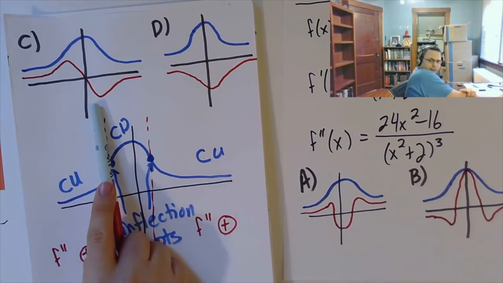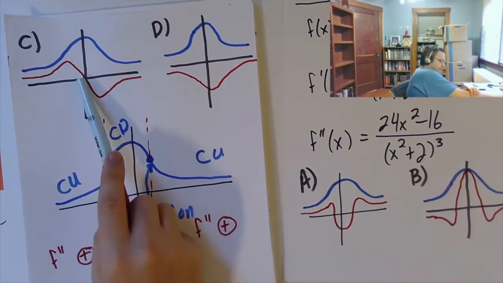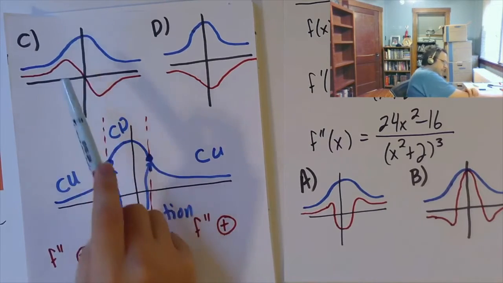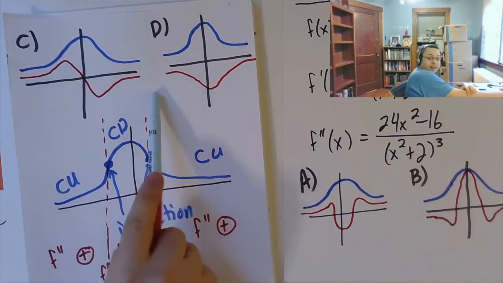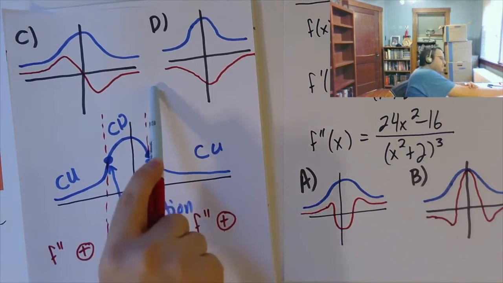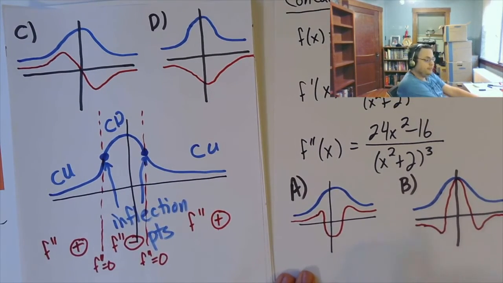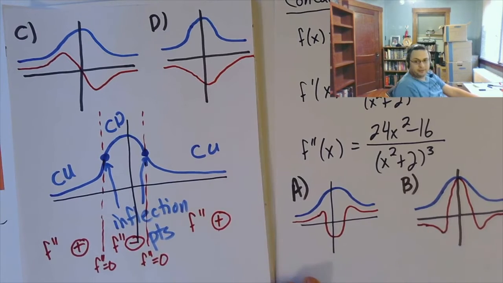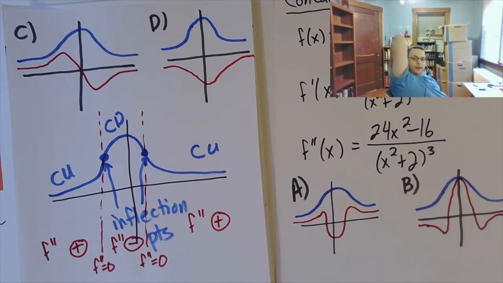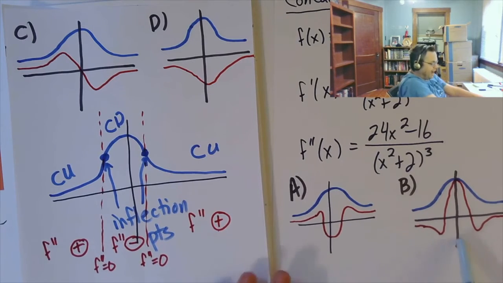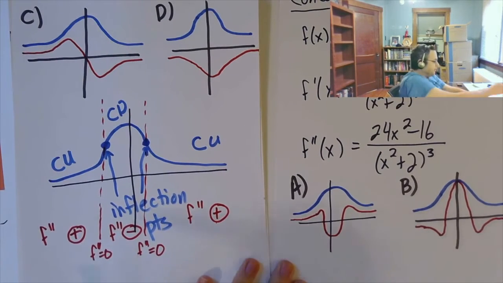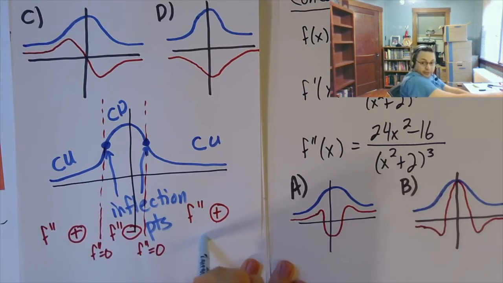Likewise, this one changes, but it changes at that point. This is actually the derivative, not the second derivative. So that leaves only these 2 as possibilities. And so we have to look and see which of these 2 red graphs actually matches the properties that I said I'm supposed to have.